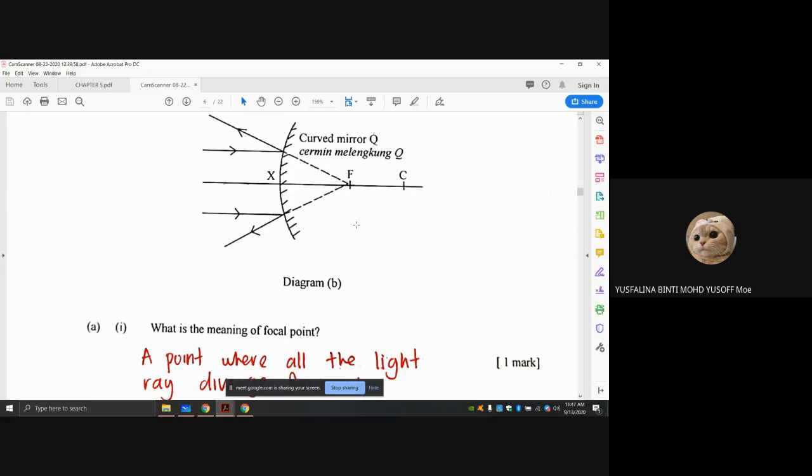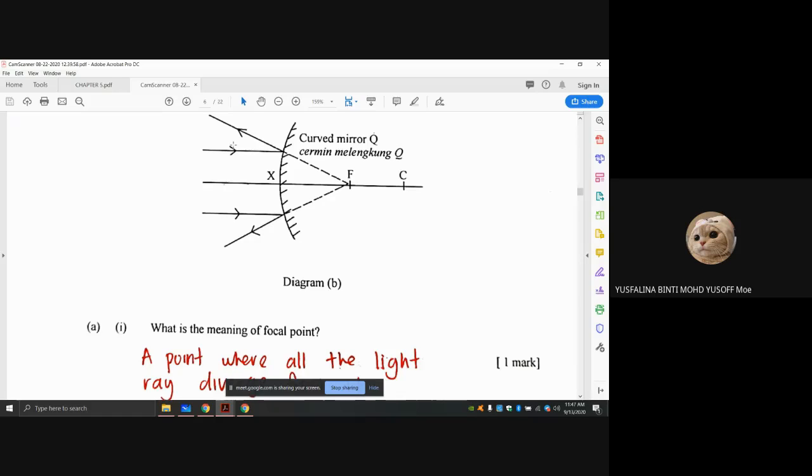Okay, what if the question asks you for the focal point for the concave mirror? Because the meaning of the focal point for the convex mirror and for the concave mirror is different. This one they give you a convex mirror, so a point where all the light rays diverge from it, meaning from F, the light rays are diverged. But the concave mirror is a converging mirror.